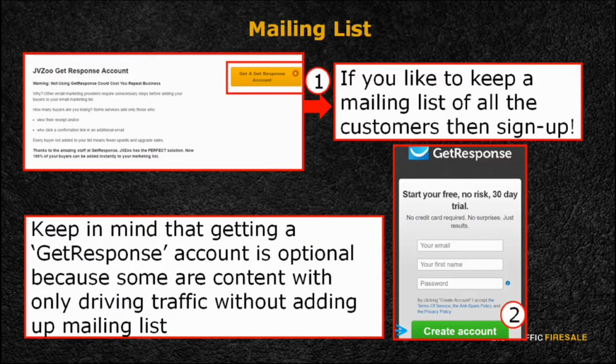Heading back to your seller dashboard, you'll have the option to apply for jvzoo.com's GetResponse account. According to jvzoo.com, this account will ensure that your buyers will be added instantly to your mailing list. Getting a GetResponse account will allow you to try it for free on a 30-day trial. If you like to keep mailing lists of all the customers who bought your product, then sign up. Fill in the information needed and create your account.